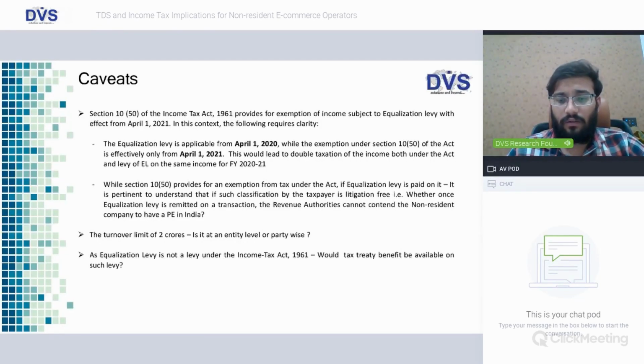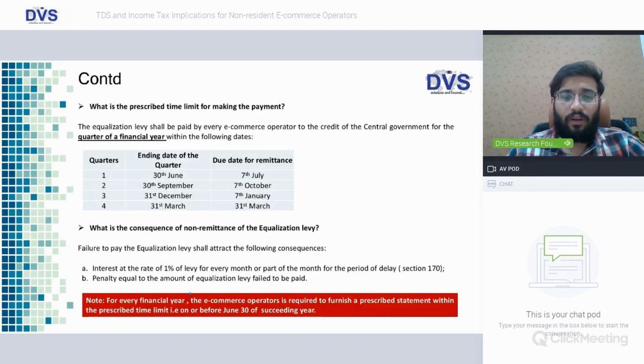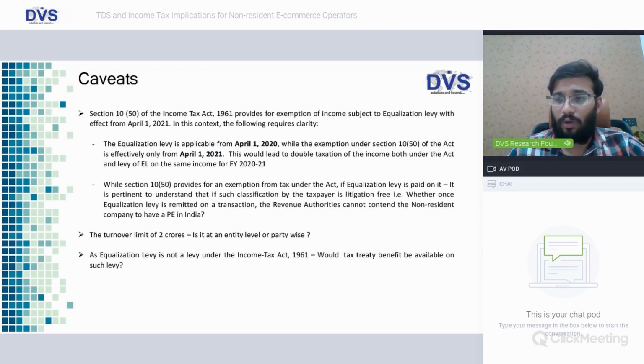Again, as we see, friends, for every financial year, the e-commerce operator is required to furnish a prescribed statement. So every e-commerce operator needs to submit this statement by 30th June about all the transactions which have got covered within this ambit of 2% equalization levy.